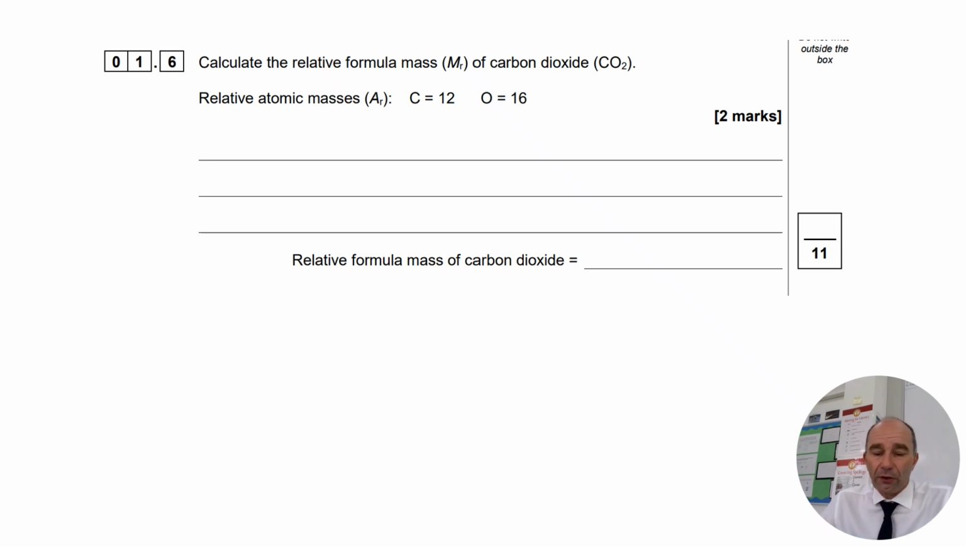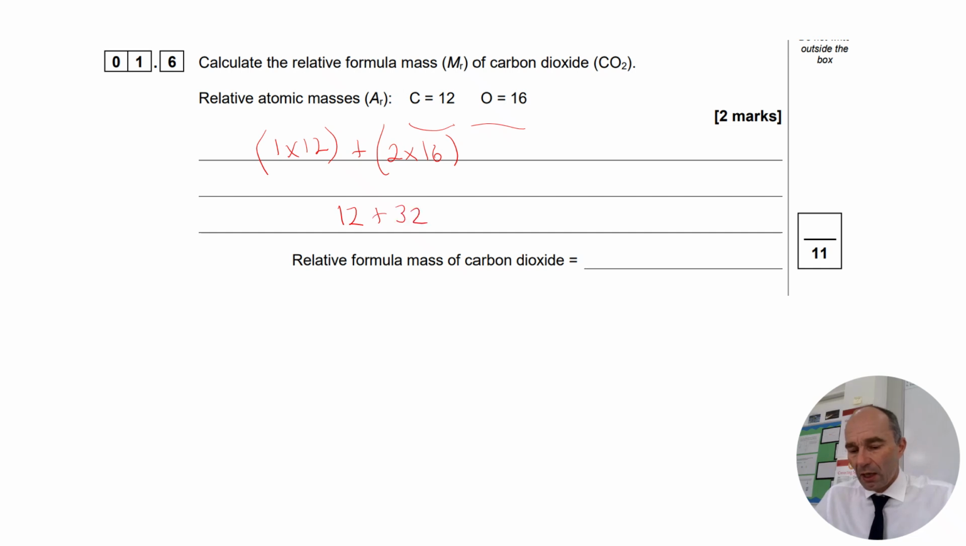Now, you don't even need your periodic table here because they are giving you the relative atomic masses. Now, CO2 means we have one carbon and two oxygens. So you need to do 1 times 12, that's the mass of carbon, plus 2 times 16. That would give you 12 plus 32, and that will give you an answer of 44.